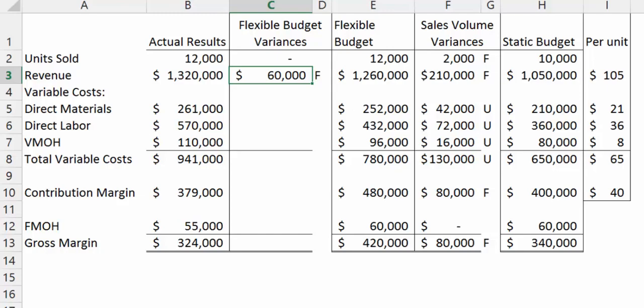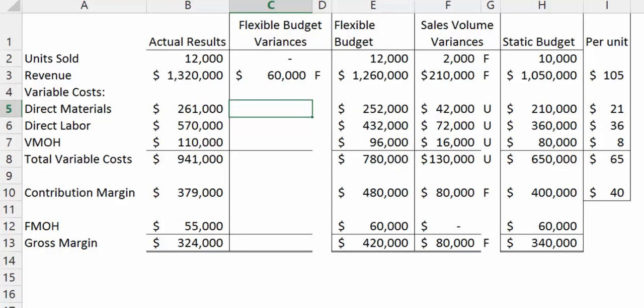So we had budgeted to sell units for $105 a unit. We must have sold them for more than that because we have a favorable variance here. And you could figure out how much we actually sold them for. Let's just do that real fast. We have $1,320,000 of revenue, and we sold 12,000 units. So we sold them for an average price of $110 instead of $105, and that gives us that different amount of revenue.